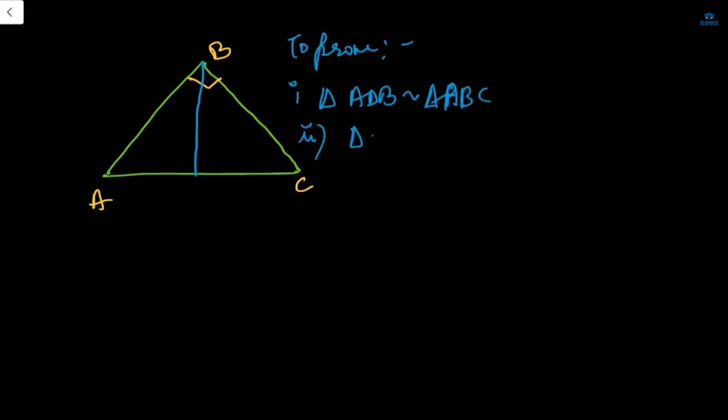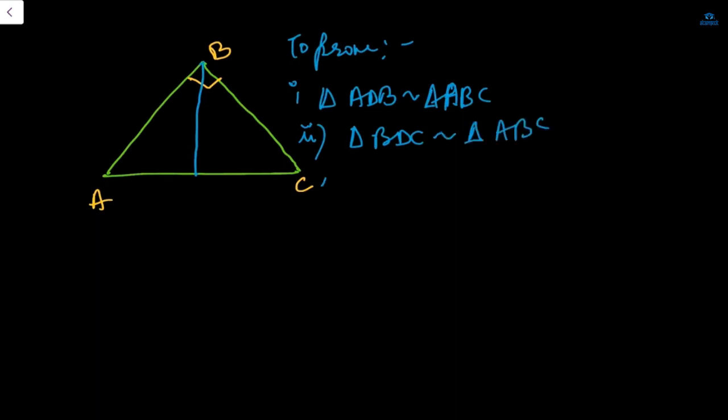each other. Means if I draw a perpendicular from here, then the two triangles that we get after drawing this perpendicular both are similar to each other and both are similar to the bigger triangle ABC. Okay, so what we need to prove is, first, that triangle ADB is similar to triangle ABC. Second, triangle BDC is similar to triangle ABC.